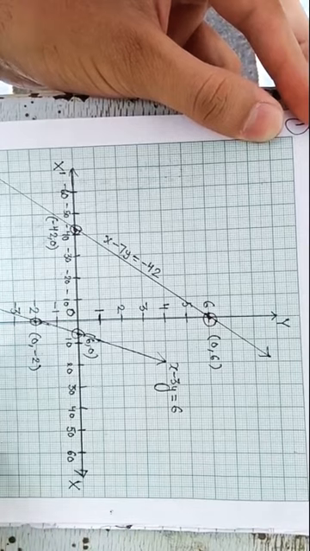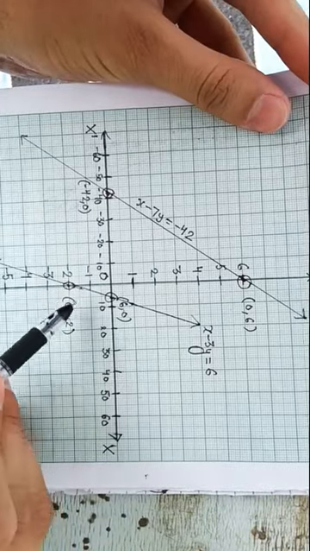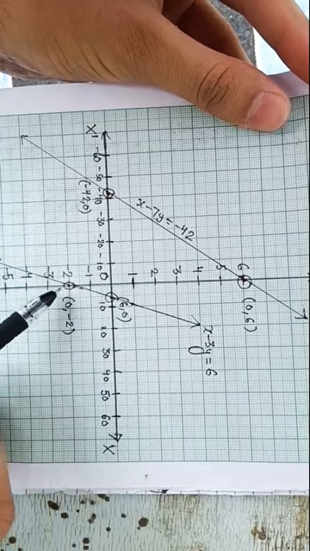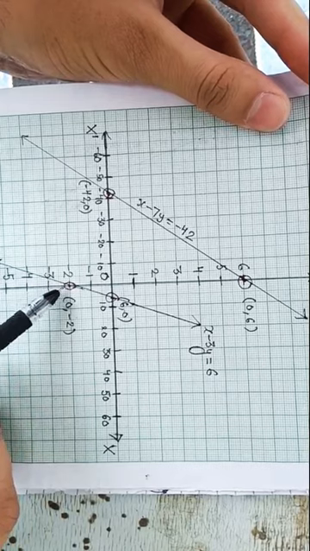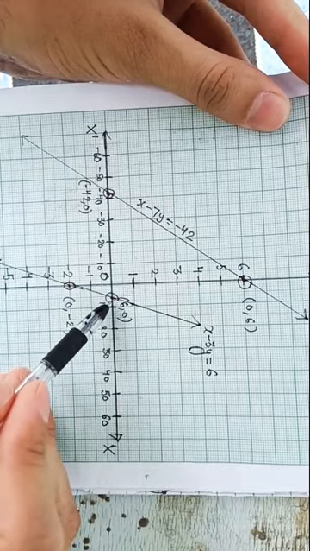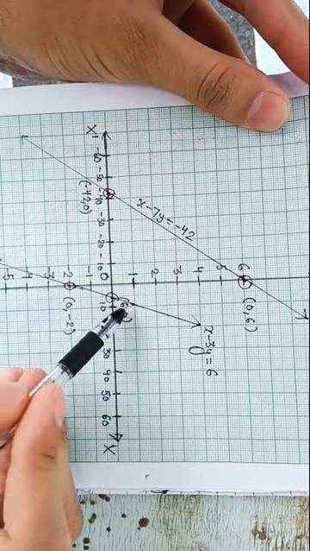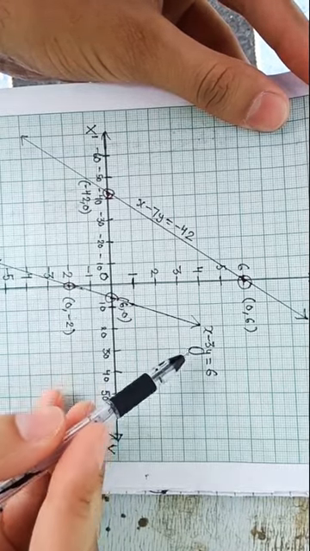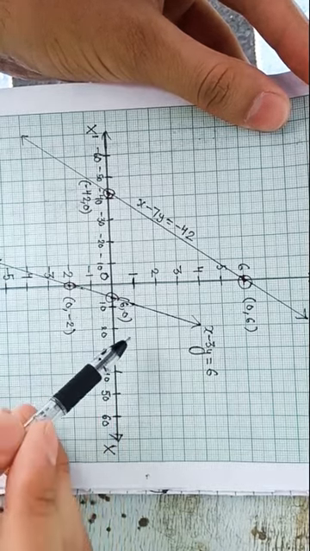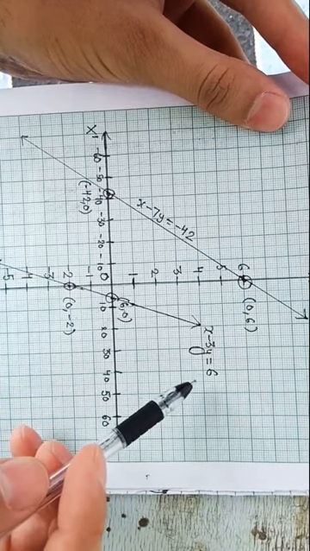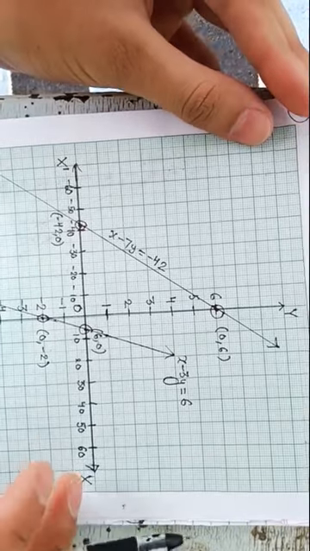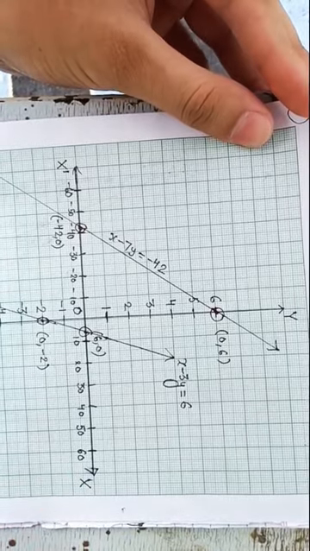Similarly, for the other 2 points, x comma y, when x was 0, y was minus 2. So that is a point in the Cartesian plane. When x is 6, y is 0, so there will be another point. Joining the 2 points, we will get a line segment, and that line segment will represent x minus 3y equal to 6. So that is the required graphical, or we can say geometrical, representation.